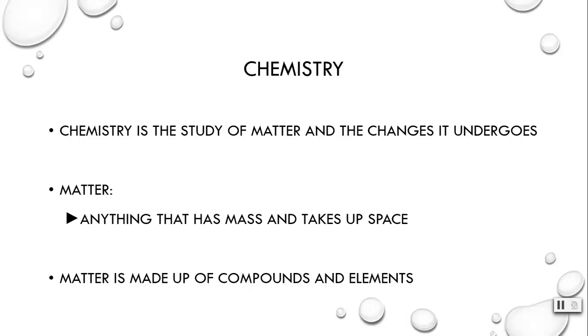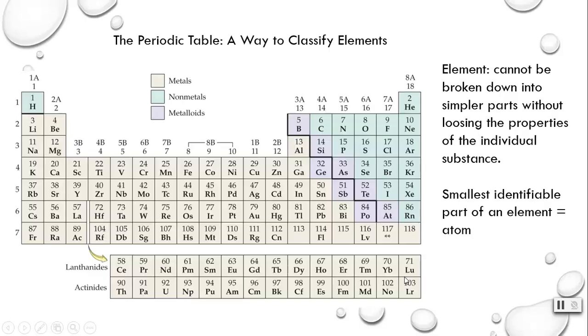Those categories are compounds and elements. Now we're going to further subdivide those classifications, compounds and elements, in chapter 3. But in this chapter, we're just going to take a very, very cursory look at compounds and specifically elements.